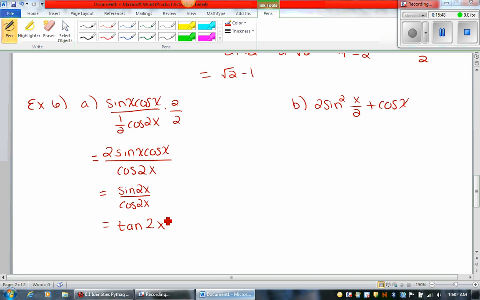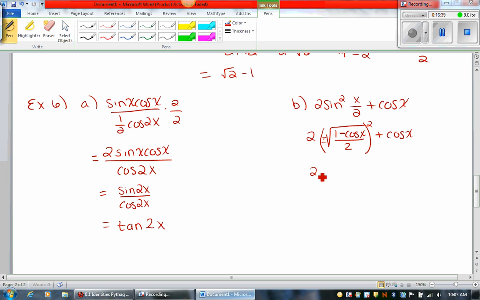Last example: 2 sine squared of x over 2 plus cosine x. I have this piece in here that I can adjust. I know that sine of x over 2 is equal to its identity. So I can replace that, and because it's squared, I'm just going to square it. So this is going to be replaced with 1 minus cosine x over 2. Generally it's plus and minus, but because I'm squaring it, the negative simply becomes positive, so I don't need to put the plus and minus. If you'd like to, you're more than welcome to.